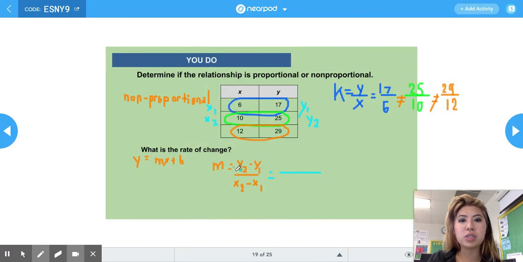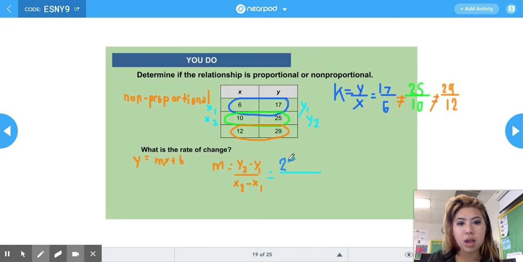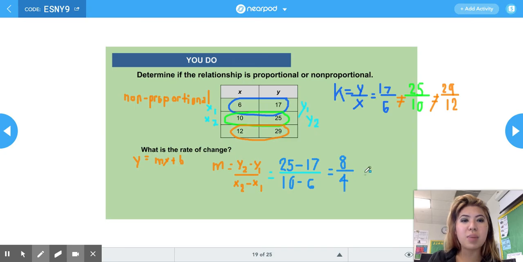Now I'm going to plug in the numbers. My y2 is the 25. I'm going to subtract that by my y1, which is 17. My x2 is 10. And I'm going to subtract that by my x1, which is 6. 25 minus 17 is 8. And then 10 minus 6 is 4. 8 divided by 4 is 2.